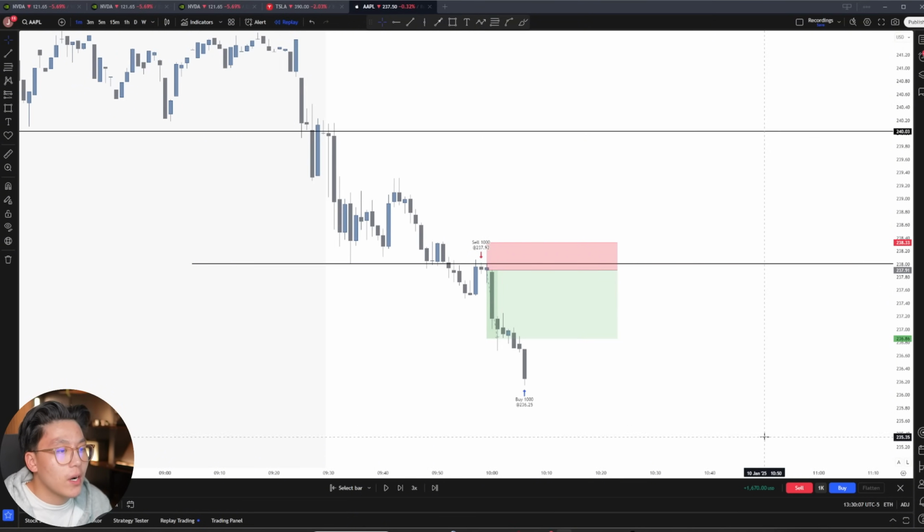And you can see right there, Apple ended up having a super nice reaction off our 5-minute opening range. And we end up having a nice push towards the downside for a very solid win on the day. Now let's go on to the next example that I have.